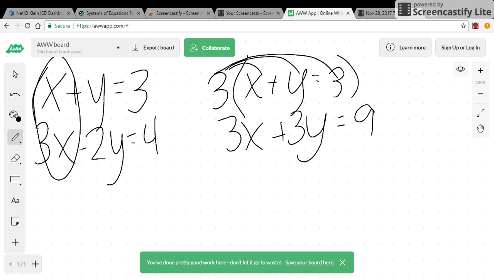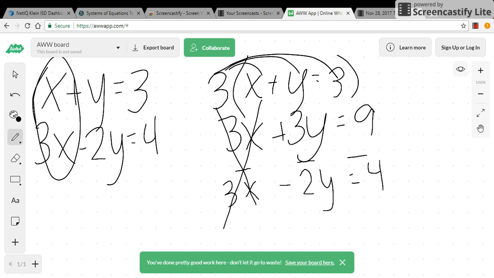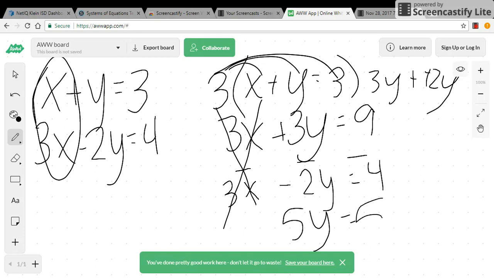And since they're both identical, remember if we have the same variable, then we're going to go ahead and subtract. And now we're going to subtract the equation that was below it, which is 3x minus 2y equals 4. So we have now eliminated x. 3x minus 3x gives us 0. So let's keep going. 3y minus negative 2y. What happens when you minus a negative? Oh, you add. So 3y plus 2y gives me 5y. 9 minus 4 gives me 5.